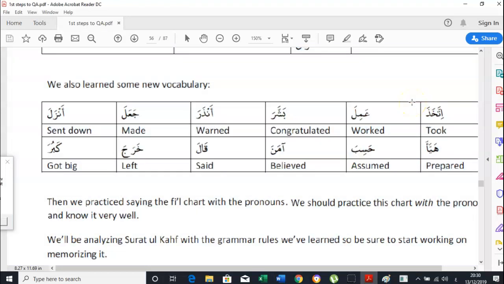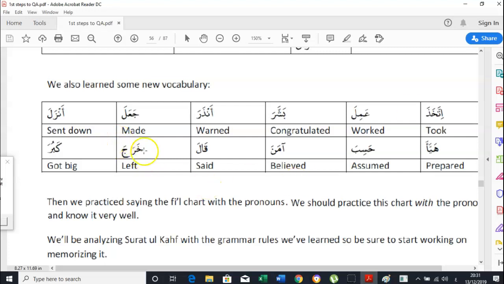Both of them females took. Close. Yeah, ittakhadhata. Yeah, you've got to keep the fatha on the dhal. So huwa ittakhadha, huma ittakhadha, hum ittakhadhu, hiya ittakhadhat, huma ittakhadhata. Then it starts getting sukoon. Hunna ittakhadna, anta ittakhadta, and so on.